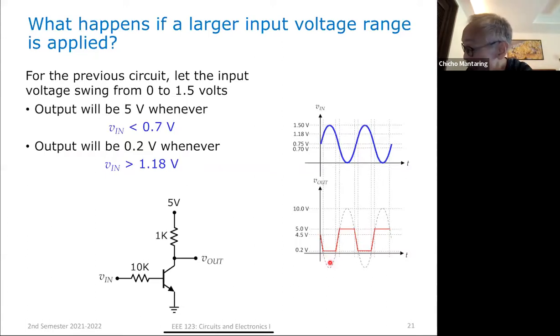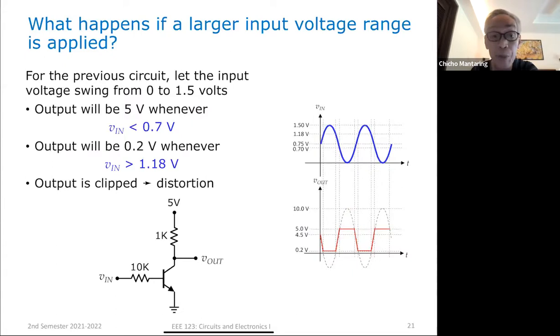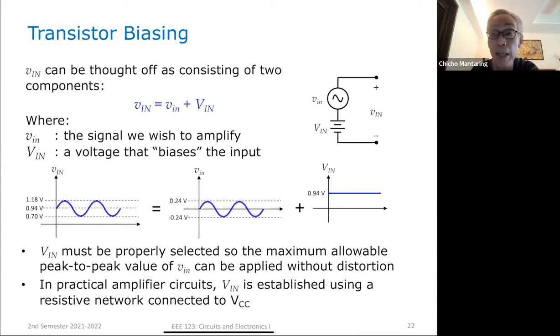Ideally, dapat ganito yung itsura niya. That is, if the amplification were good, dapat ganyan yung itsura niya. Pero natatabas siya rito sa 0.2, natatabas din siya rito sa 5. And so we are not amplifying anymore. So this is what we call distortion. Distortion. The output is clipped. And that is what transistor biasing is all about.